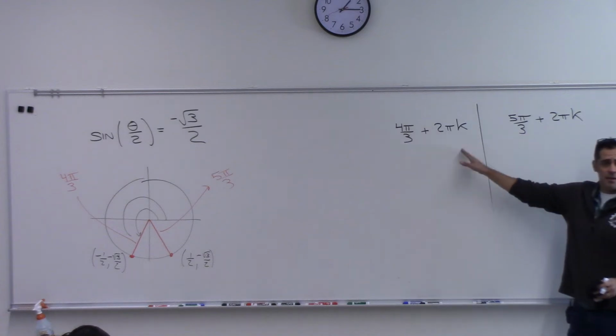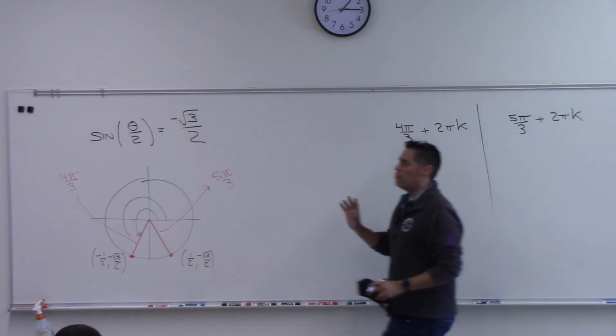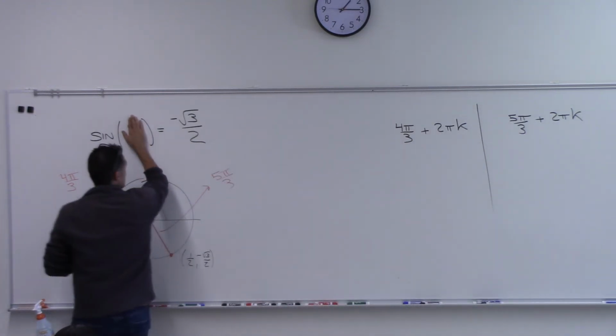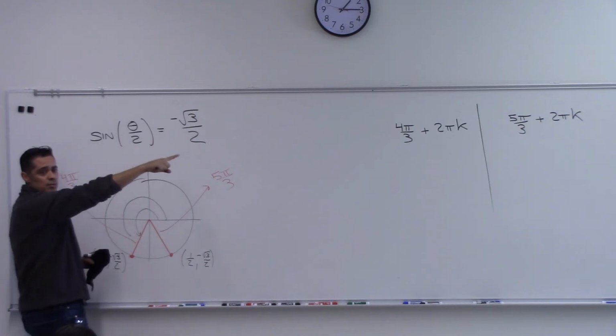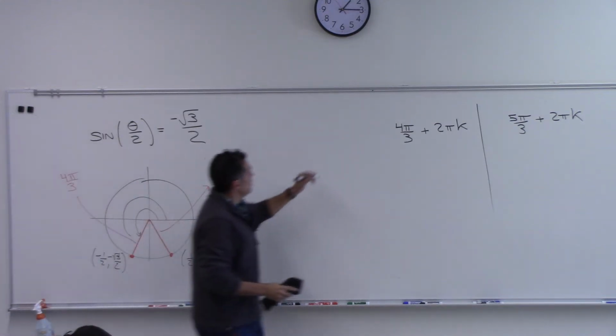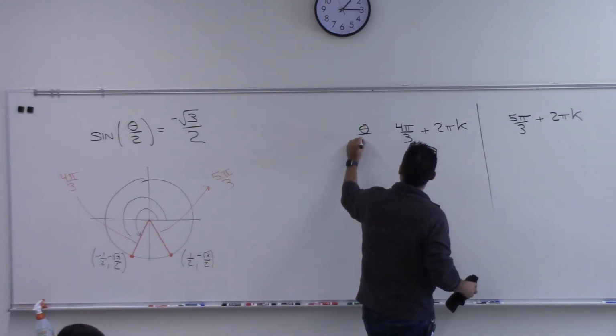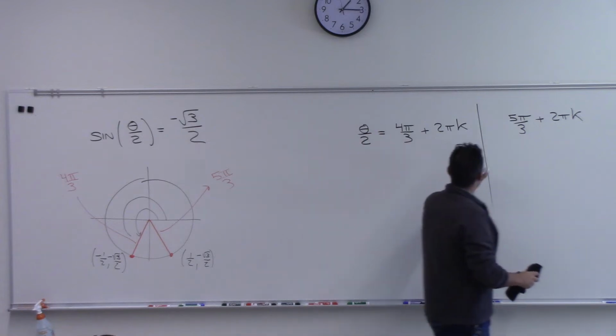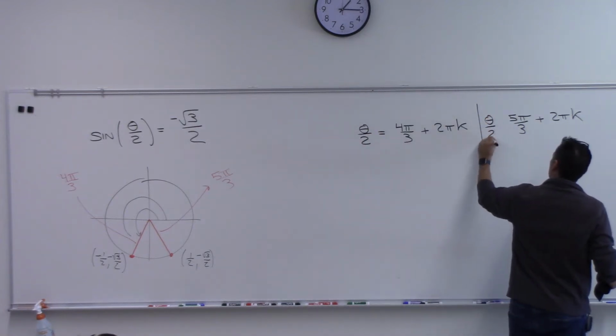We need the argument to be equal to those things. So now I take this argument and I set it equal to those. So I set theta over 2 equal to that, and theta over 2 equal to this.